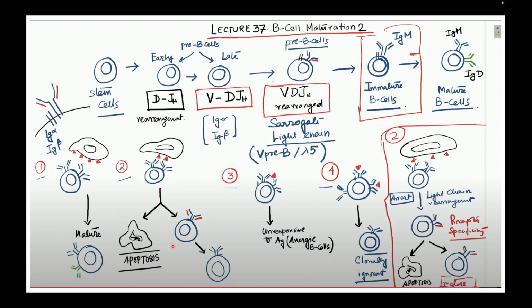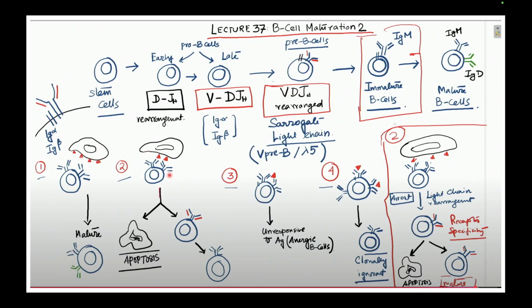Another scenario is that these cells are replaced again by the surrogate light chain and allowed to rearrange the antibody molecule again, trying to bring such a combination that will not interact with the self antigen. If that happens, that mature B cell will be selected for the periphery circulation, and if not, it will again undergo apoptosis. So these are happening with the antigen presented on the surface of other cells.